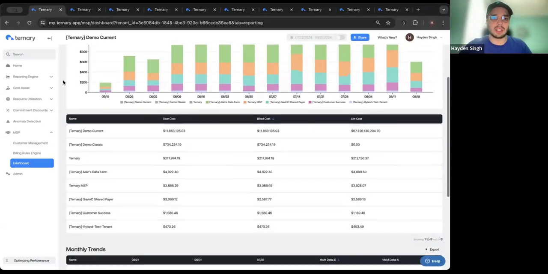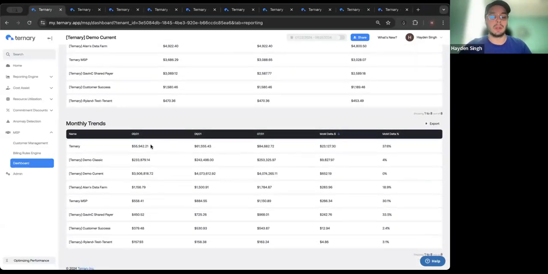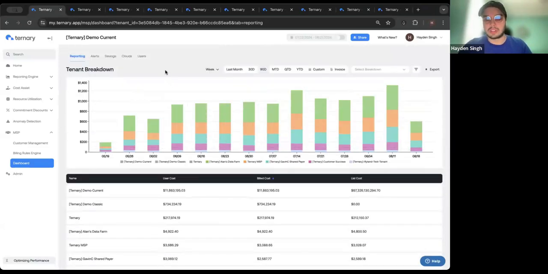So this is just understanding all of our different customers that we have in Ternary's MSP function. So these are the user costs, the bill cost, our list cost, and then even monthly trends down below. So we can see that the delta for the main Ternary account here is around $23,000 or around 37% month over month in terms of changes. Now, when we continue to look through some of these different tenants, we can actually change out the breakdown by different billing accounts, maybe the provider, the region, even the services that are being consumed by your different customers there.